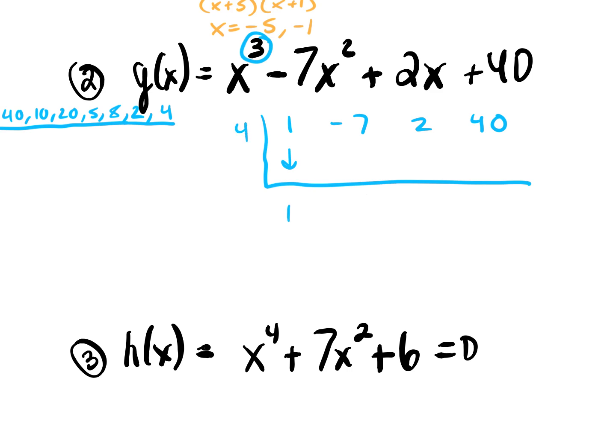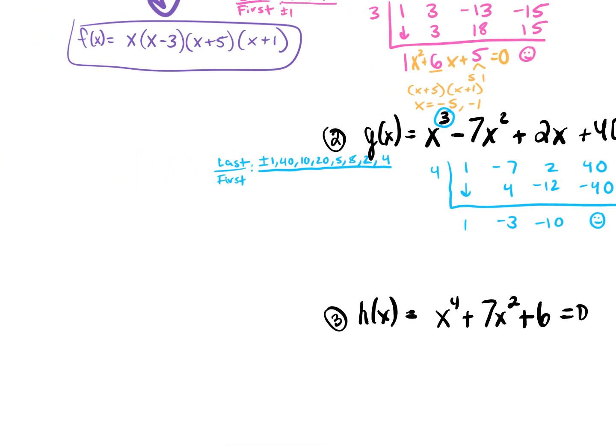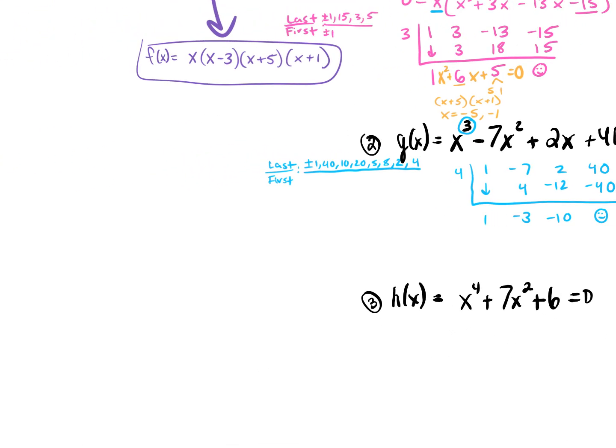So 4 times 1 would be 4. I think I did the math wrong on 5. We'll go back to that one. So -7 plus 4 would be -3, -12, -10, -40. Does it work? Yeah, 4 works. Doesn't mean that 5 can't work, but we'll find out in a minute. So x equals 4. That's the first answer that we found.